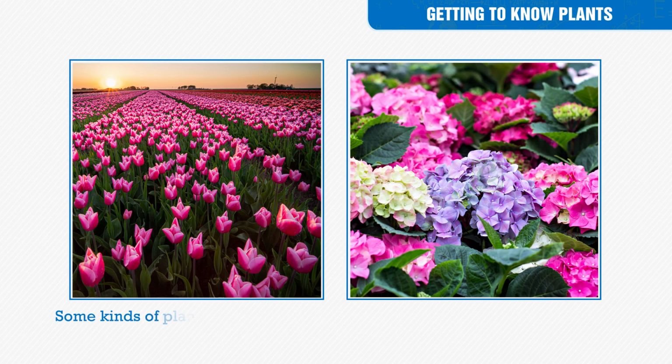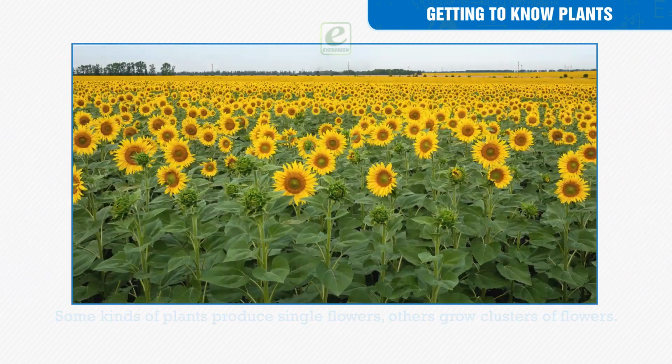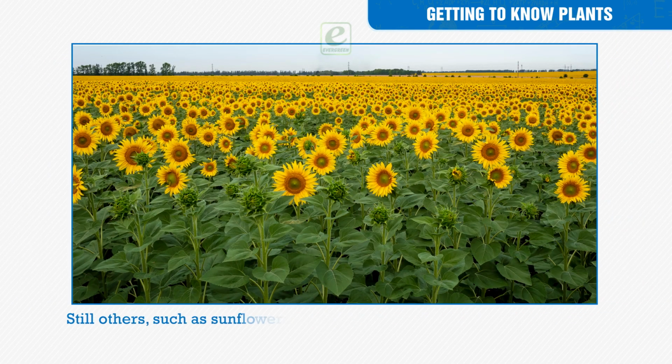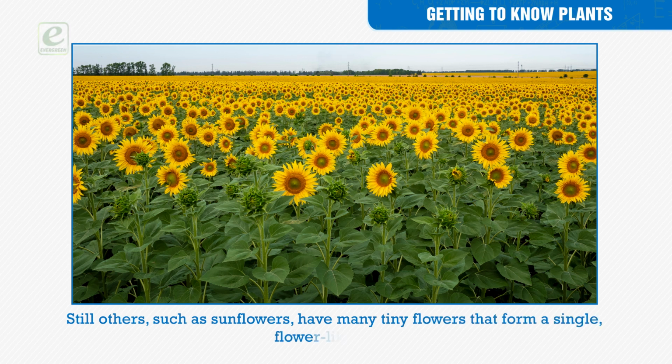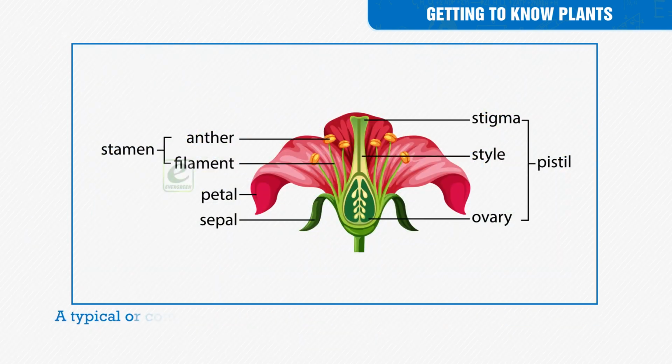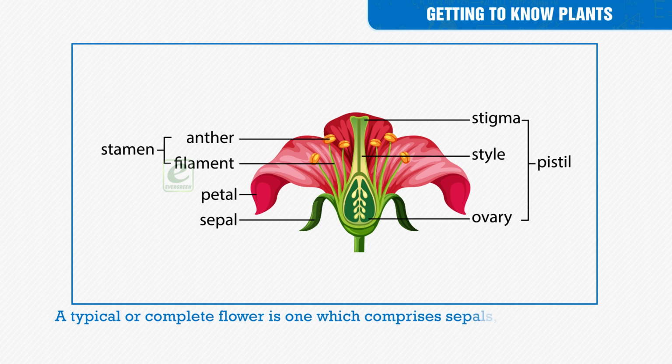Some kinds of plants produce single flowers, others grow clusters of flowers. Still others, such as sunflowers, have many tiny flowers that form a single flower-like head. A typical or complete flower is one which comprises sepals, petals, stamens, and carpel.